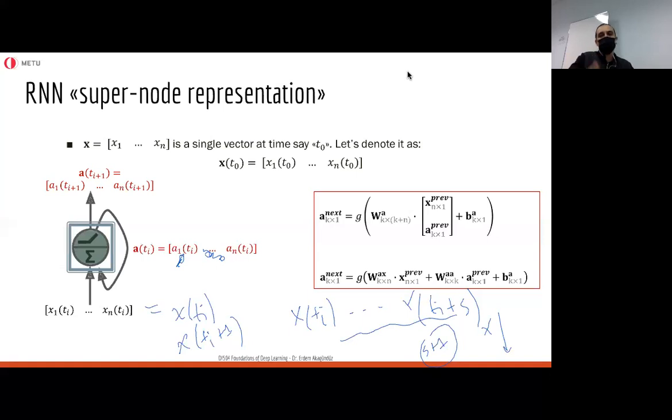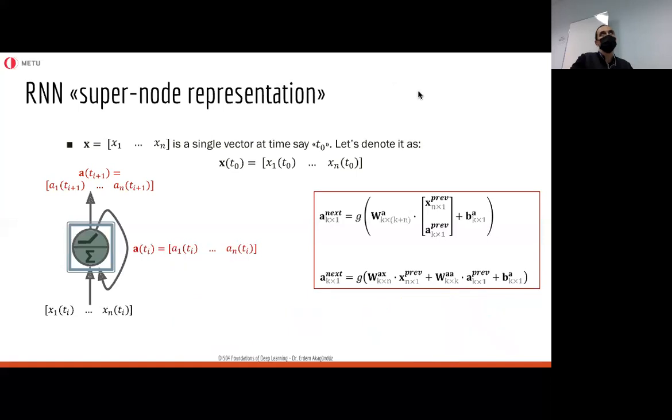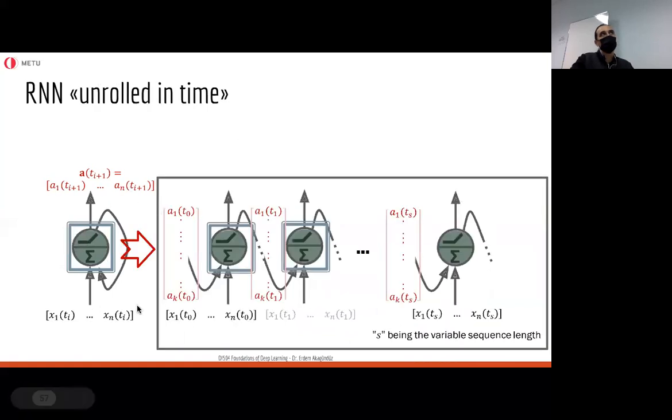But when I feed a new X, I'm feeding it on top of this representation. So I'm going to unroll this representation in time. Instead of showing it as a feedback connection, think of it this way. I fed X_t0. These were the initial states. Let's say they are all zeros. So X_t0 and zeros are concatenated. This is the vector that is fed to this network.